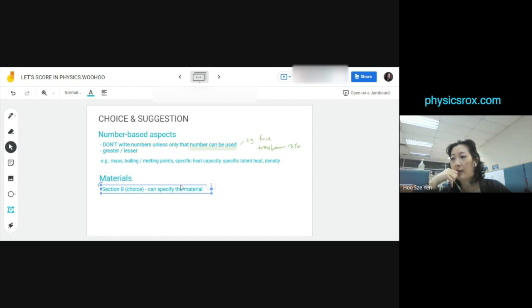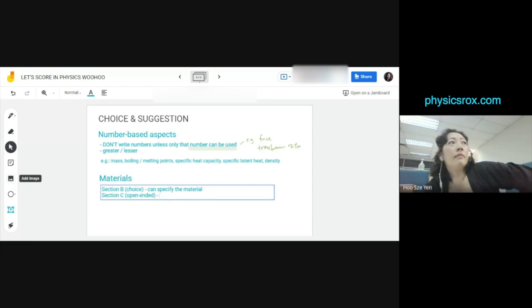But if it's section C lah. Guys, open-ended, the open-ended one. I think better write the open-ended question. Can you specify the exact material? No. So what do we write?